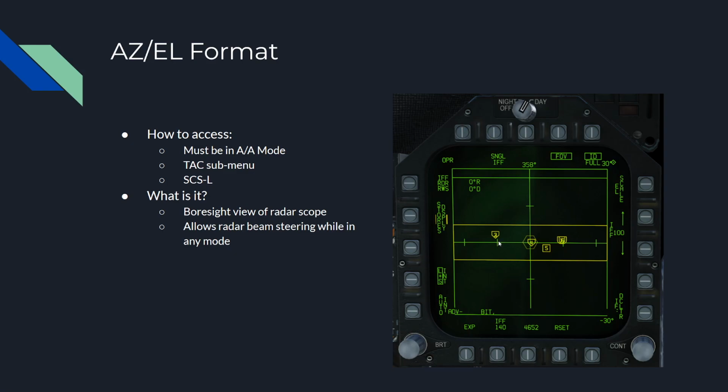Each one of these hash marks is 30 degrees of azimuth, and these are, I believe, 15 degrees of elevation because I've got it set to 30 degrees.